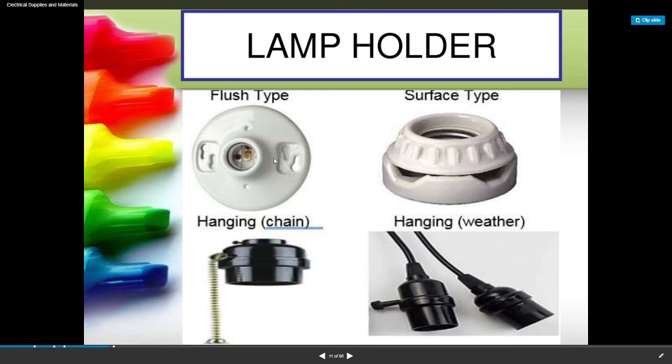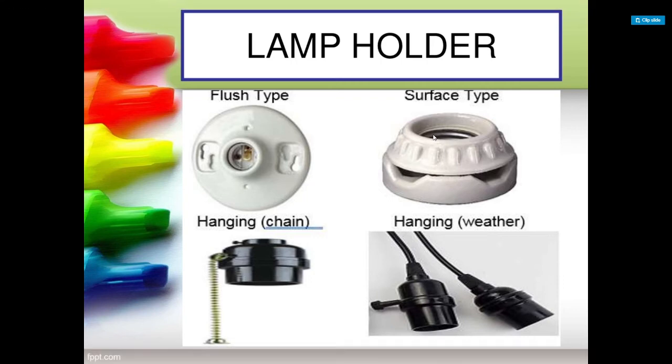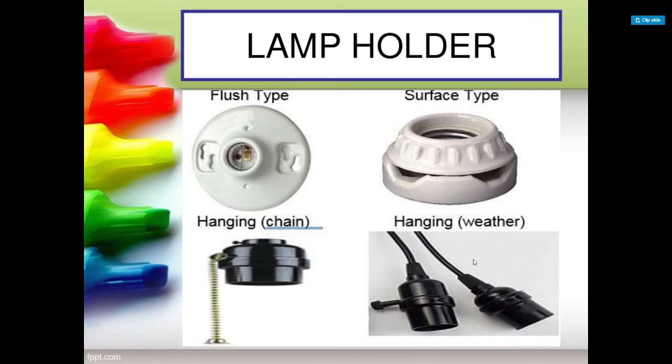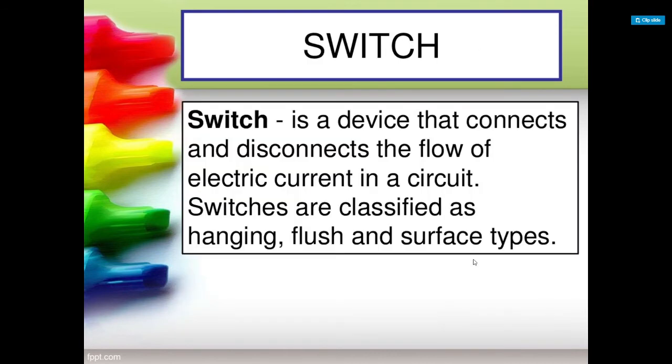So this one on the top left is a flush type lamp holder, while this one is a hanging type, and the switch is the chain, wherein you are going to pull the chain to turn on or turn off the lamp. While this one is the surface type, this is attached to a ceiling, which could be made up of bamboo or wood or plywood, like that. And then the hanging one, you can turn it on or turn it off by plugging a male plug.